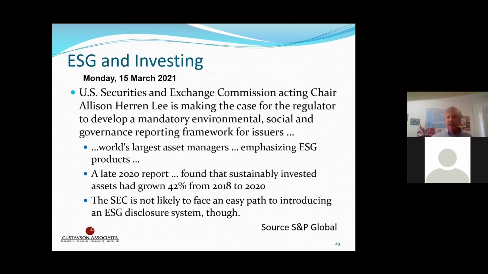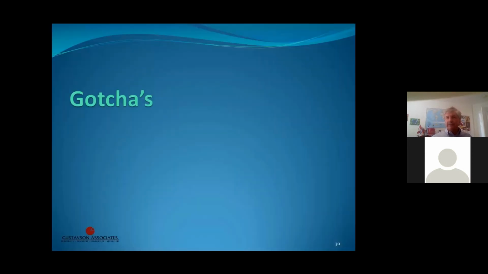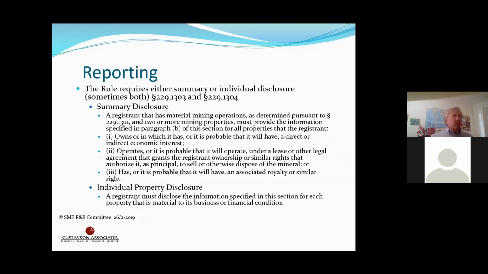However, it's Washington, and the SEC is not likely to face an easy path to introducing a disclosure system, as quoted by 2 of the Republican members of the commission. So, what could possibly go wrong? There's a few things that are new, especially within the US. One of them is, please pay close attention to what you're reporting on.